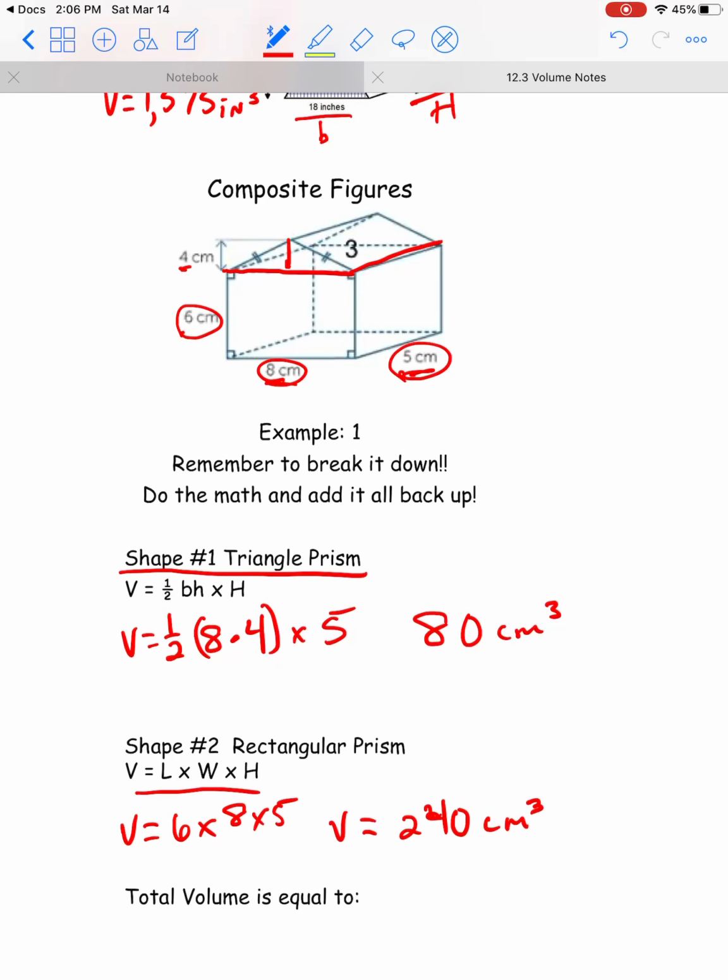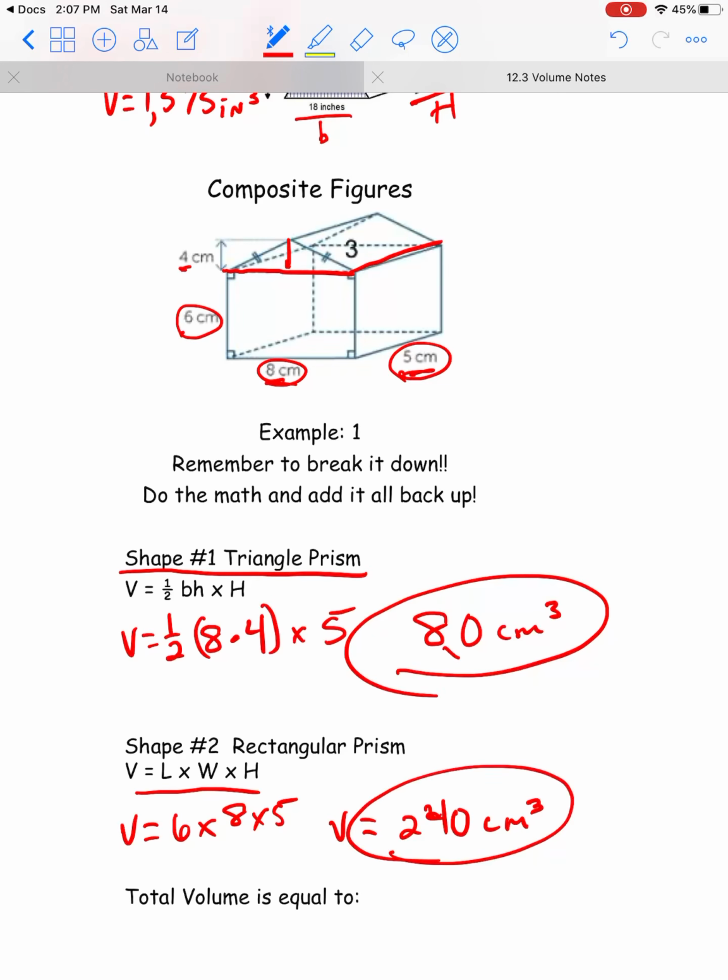All right, cool. We found both of those. But remember, it's a composite figure. You've got to add both of them up. So 240 plus 80 would be 320 centimeters cubed.